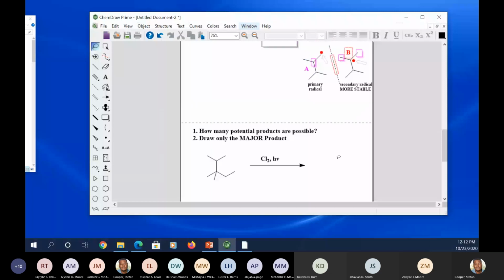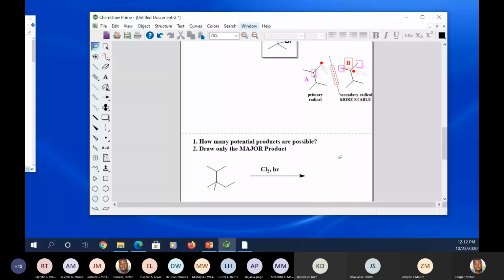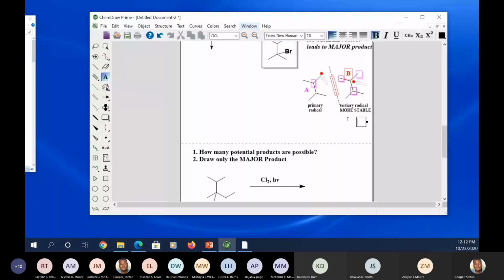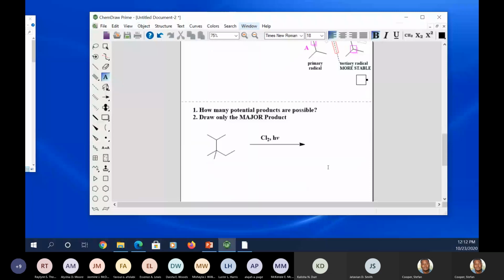All right, I made a mistake actually up top too. I just realized that. This radical is not secondary. Anybody tell me what it really should be? Tertiary. All right, that's a tertiary radical. I'm so sorry. Got stuck in just listening. This carbon has 2 up top and 1 down attached to it. That's a tertiary radical. Okay, how many potential products here?